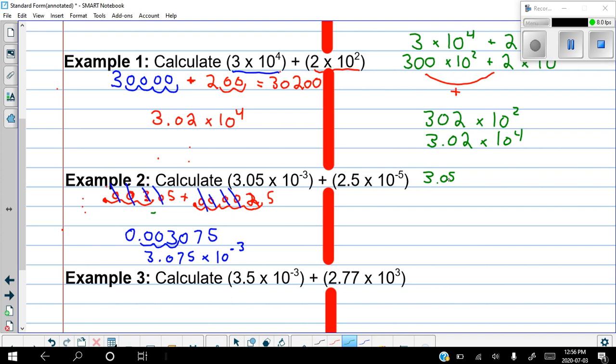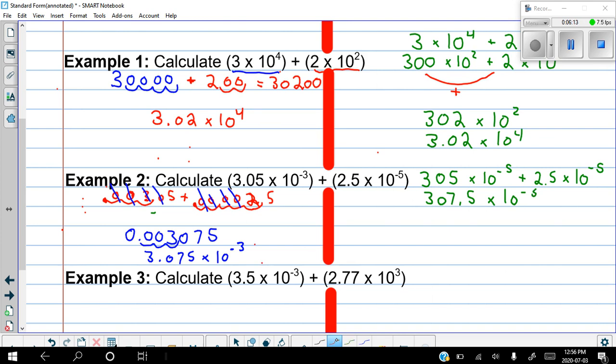So instead of writing this 3.05, we're going to write 305 times 10 to the negative 5 plus 2.5 times 10 to the negative 5. So, as you can see, 305 plus 2.5 is just 307.5, and then times 10 to the negative 5.